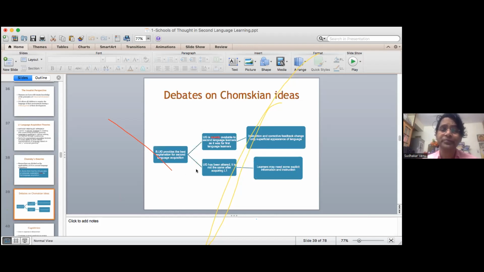For example, some hold that universal grammar is equally available to second language learners as it was for first language learners. This is one position. Another position is that universal grammar has been altered. It is not the same after acquiring language 1. Once you learn a mother tongue, your potential has undergone a lot of change. Your potential, that LAD consciousness, has become much more matured. So there are such theories. Some people believe in that.